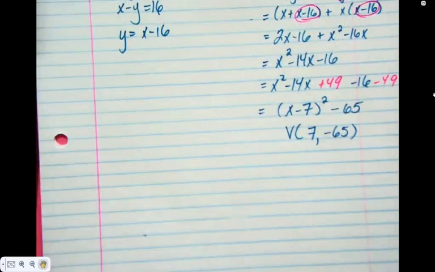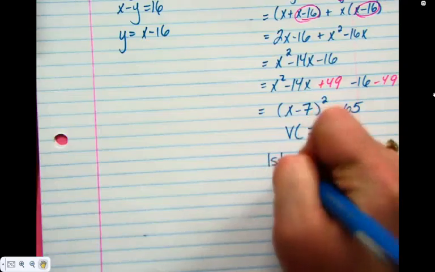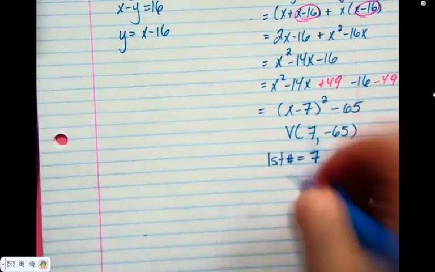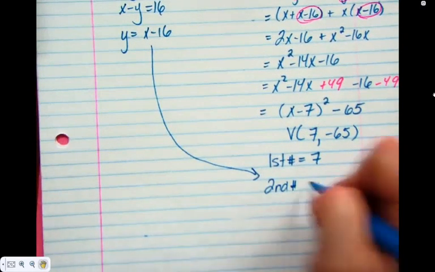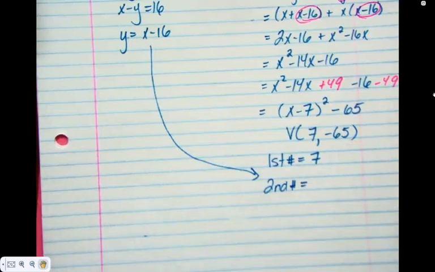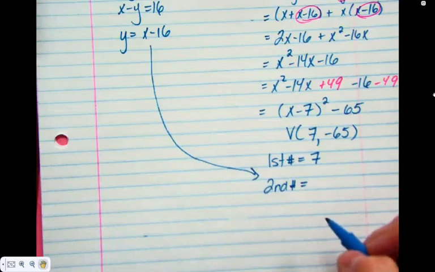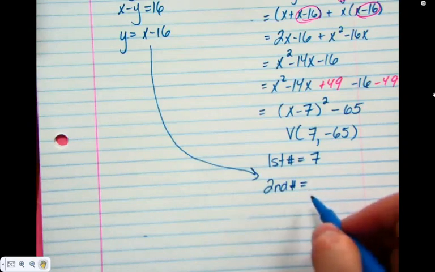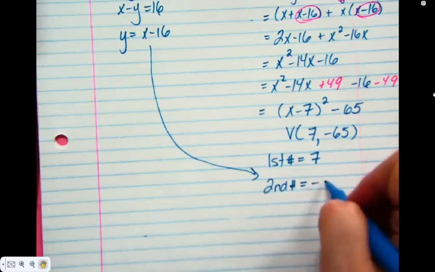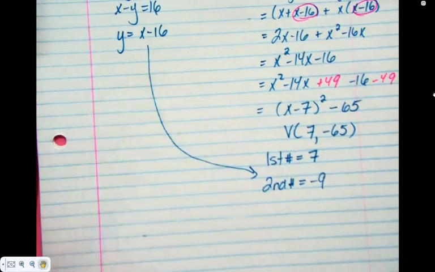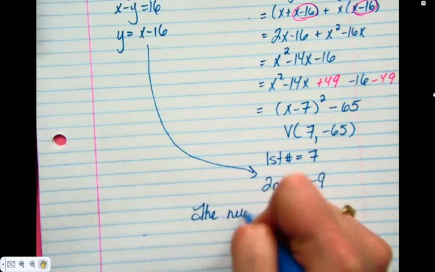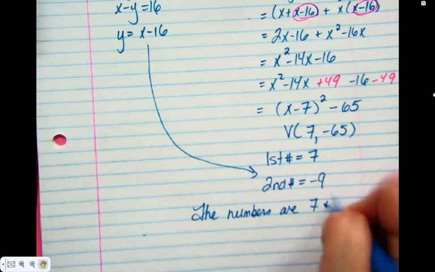Questions so far? What are we trying to find? What do we need to answer? What are the numbers? What's the first number? How do we find the second number? Negative 9. Confirm. Where did negative 9 come from? 7 minus 16. The numbers are? 7 and negative 9.